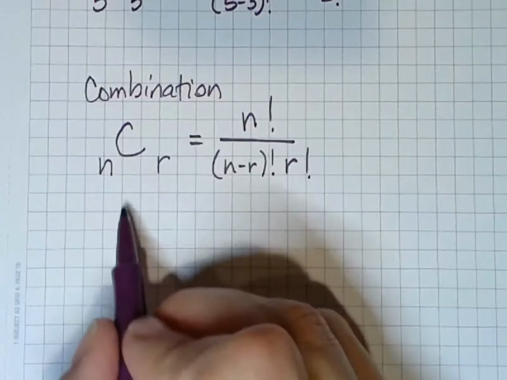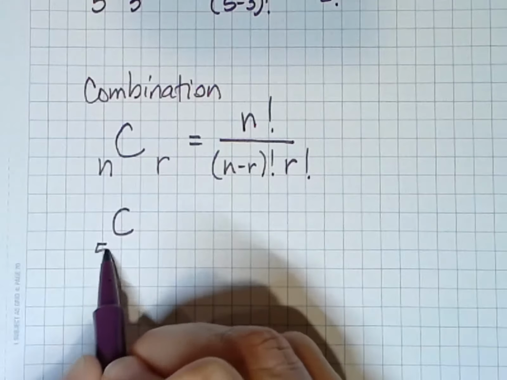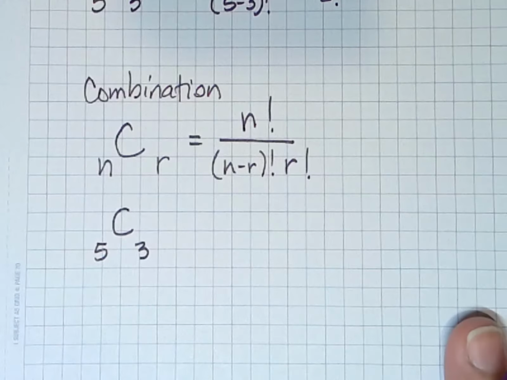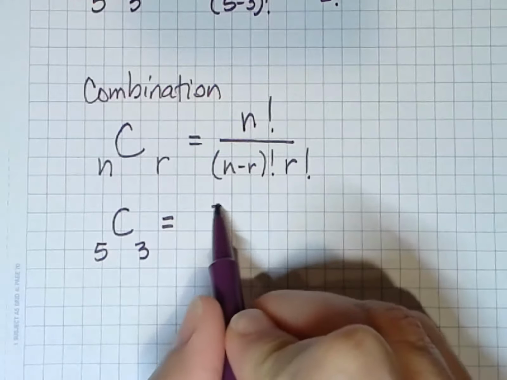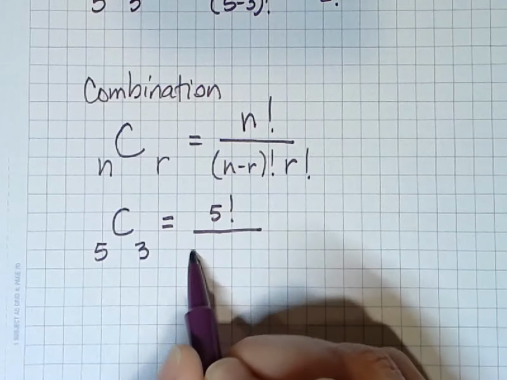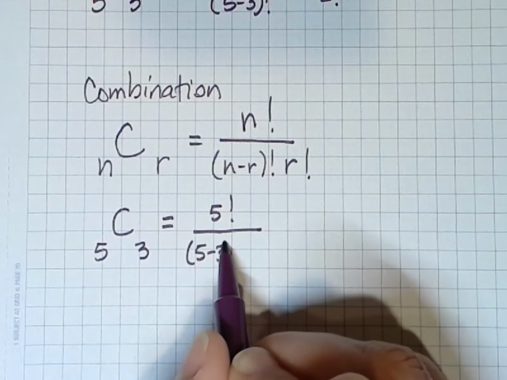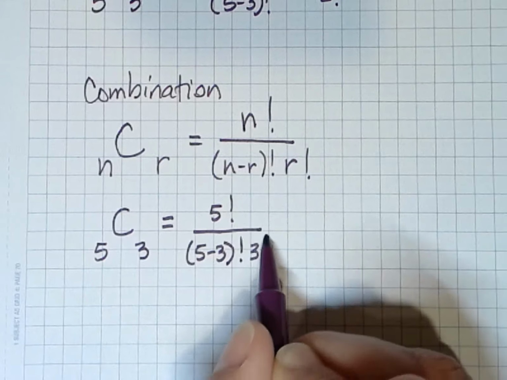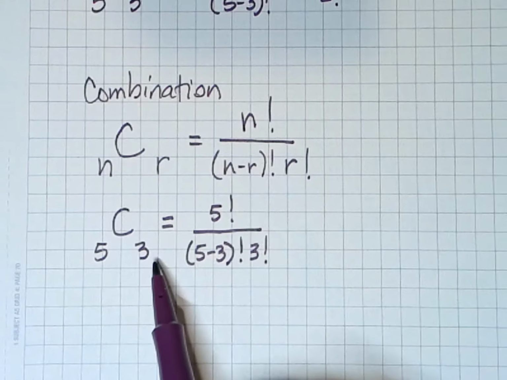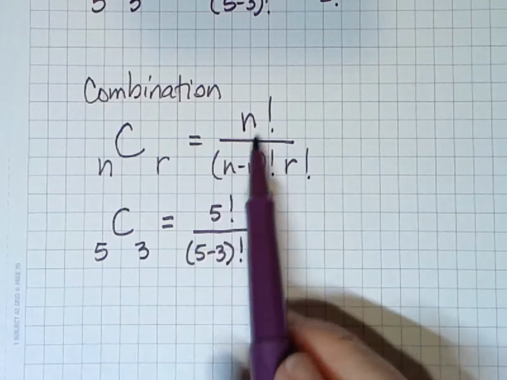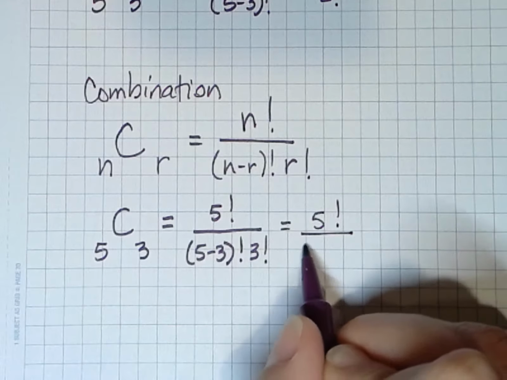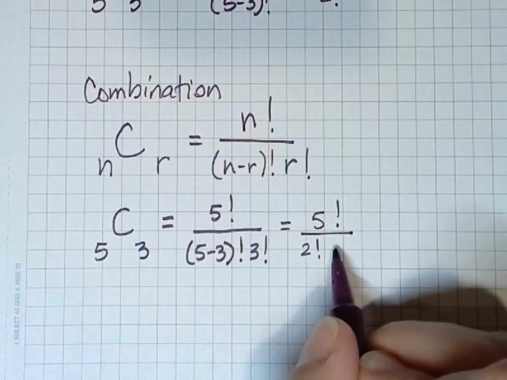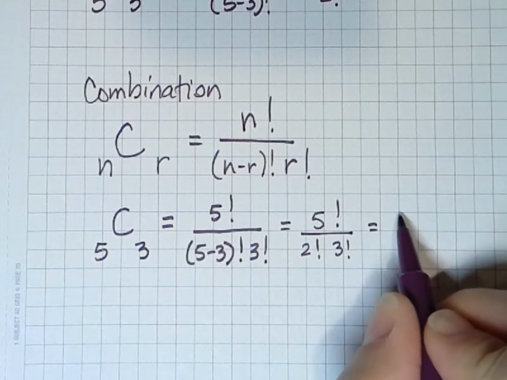So if you're trying to find a combination of 5 things taken 3 at a time, okay, so I'm using the same numbers so you can see how it's going to give you a different answer. So you would have 5 factorial over 5 minus 3 factorial, 3 factorial. So your R is 3, your N is 5, and I substitute those in. So I get 5 factorial over 5 minus 3 is 2, 2 factorial, 3 factorial.